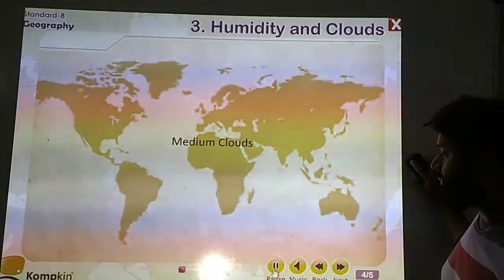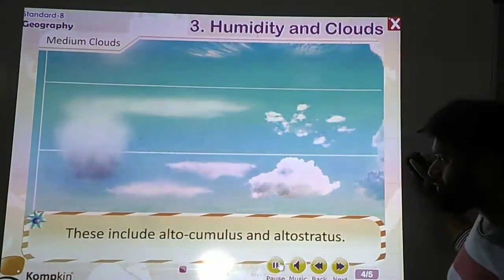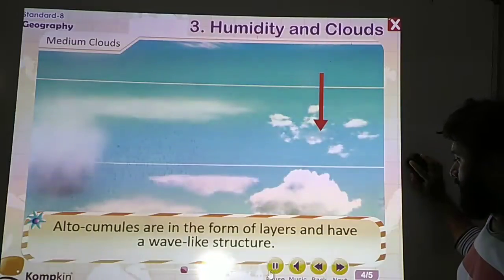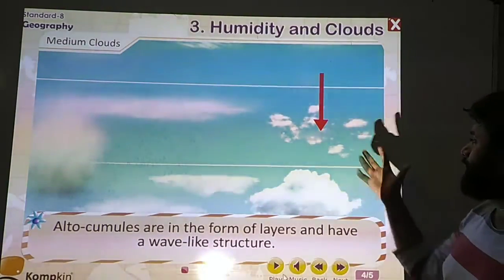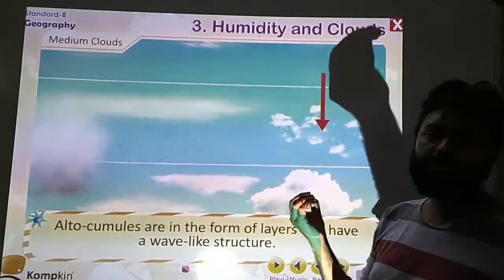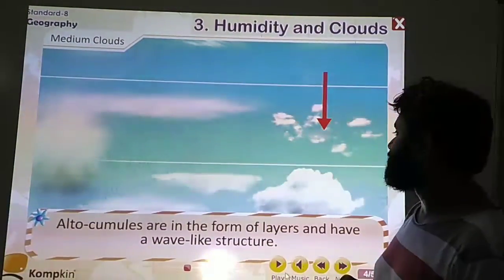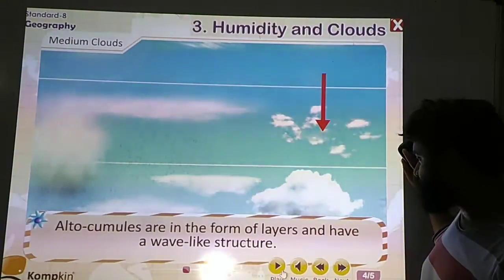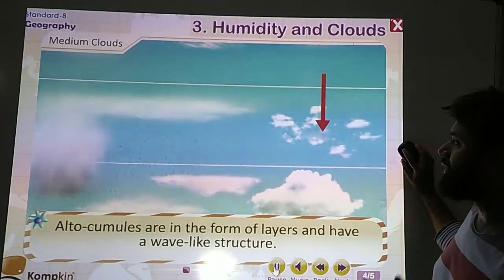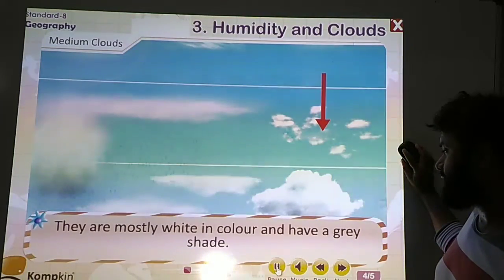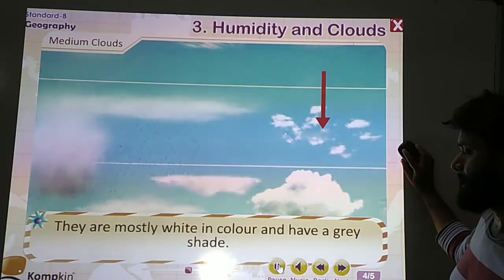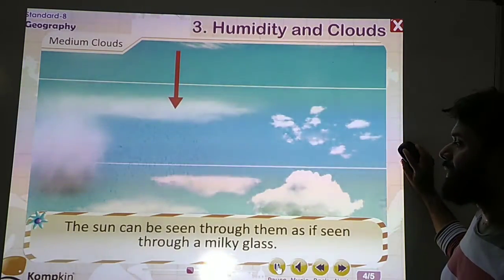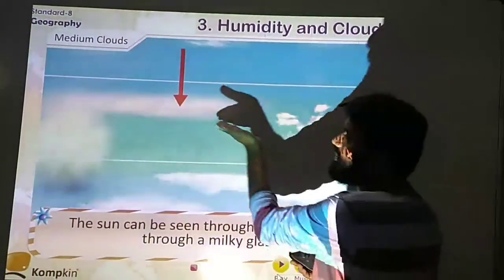Okay. The medium clouds come: altocumulus and altostratus. Altocumulus cloud is round, with some grayish and white color. A wave-like structure is there, and it is in the middle of the height. The other is altostratus. They are not very thick, but they are layered, flat. You can see it is flat over here.